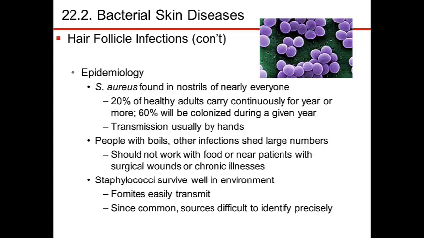Additional sources of Staphylococcus infections include shedding from lesions and fomites such as towels and clothing that have been contaminated by those lesions.